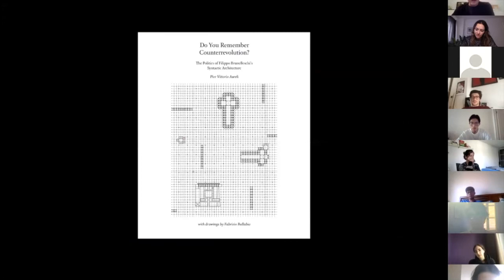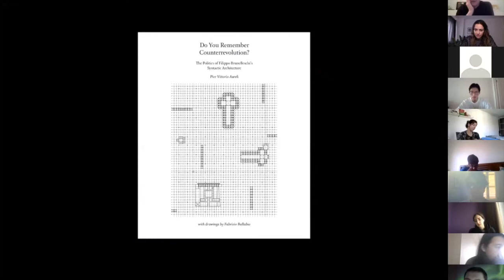Now, the next work is instead, as I said before, a series of drawings I produced as an accompaniment to an essay by Pier Vittorio on the counter-revolutionary architecture of Filippo Brunelleschi in Renaissance Florence. As was the case with the previous chapter, I will not go into detail into the arguments of the essays, because there's no time and it's not the scope of this presentation, but I will rather focus on the agency of, in this case, drawing as a means for analyzing and investigating architecture. But perhaps just to give you a very brief outline of the topic.